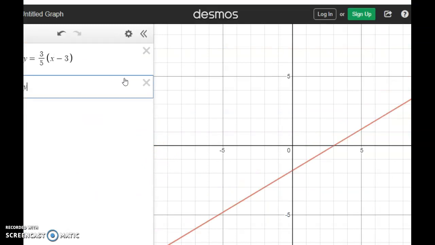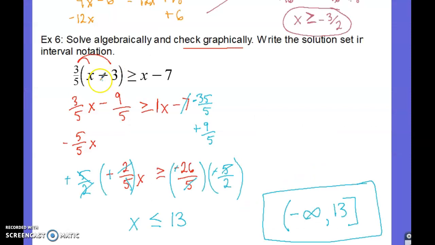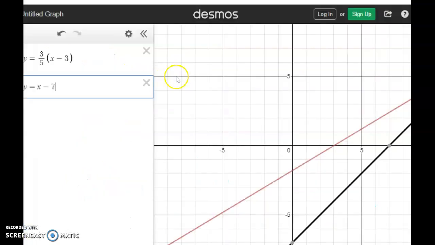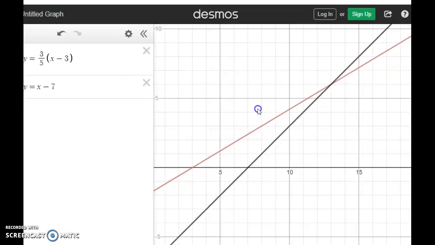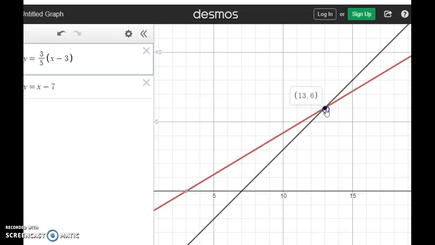And then the other equation, y equals x minus 7. How it's written is we want the first equation I drew in red to be larger than the other equation, which is in black. So you can see on my curve that the red equation is larger than the black equation until we get to this point, and then they switch.